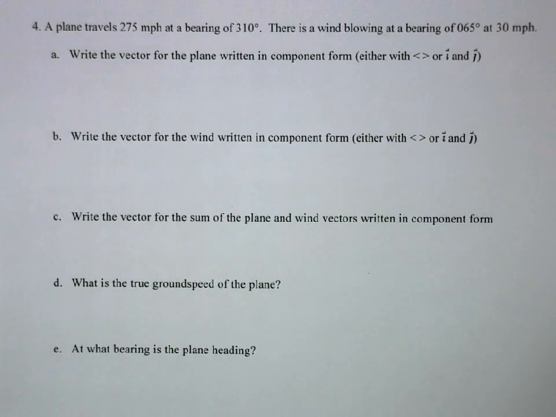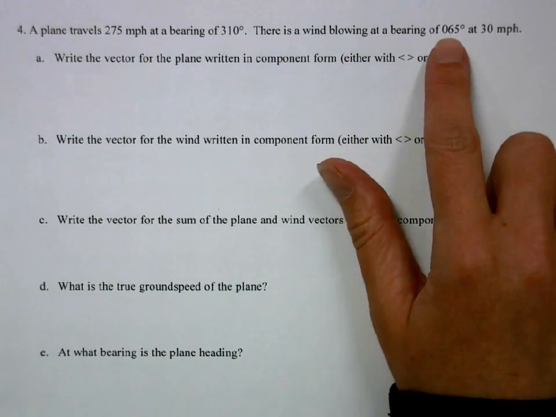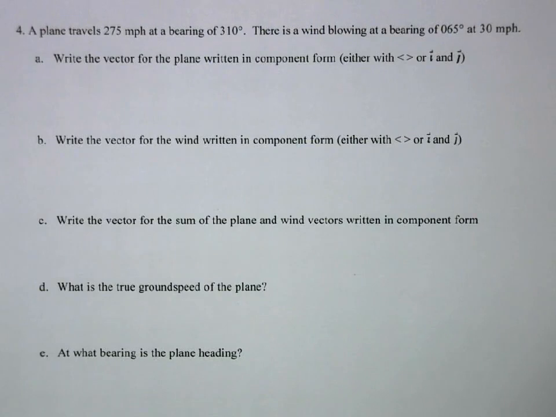In vectors, so what we have here: a plane travels at 275 miles per hour at a bearing of 310. There's a wind blowing at a bearing of 65 degrees at 30. And this is 065, not 60. So first I'm going to draw vector diagrams of each.